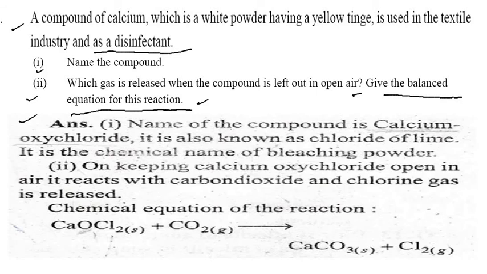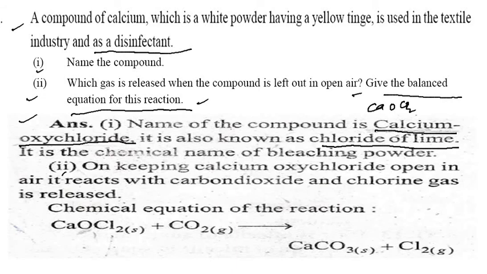The name of the compound is calcium oxychloride. That is the bleaching powder. So you can write here CaOCl2. The chemical name of this bleaching powder is calcium oxychloride. It is also called chloride of lime. You can say the name of this compound is calcium oxychloride.